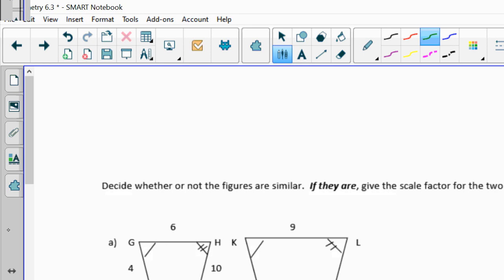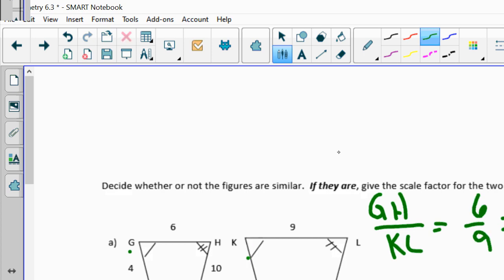Decide whether or not the figures are similar. If they are, give the scale factor for the two figures. Okay. So again, I see angle G and K are marked the same, H and L, I and M, J and N. So I see my angles are all marked the same. So I want to check my side proportions. So I want to check GH over KL. So that is 6 over 9, which reduces to 2/3. So next one, I'll check HI over LM. So that's 10 over 15. Reduces to, they both have a 5 in common, 2/3.